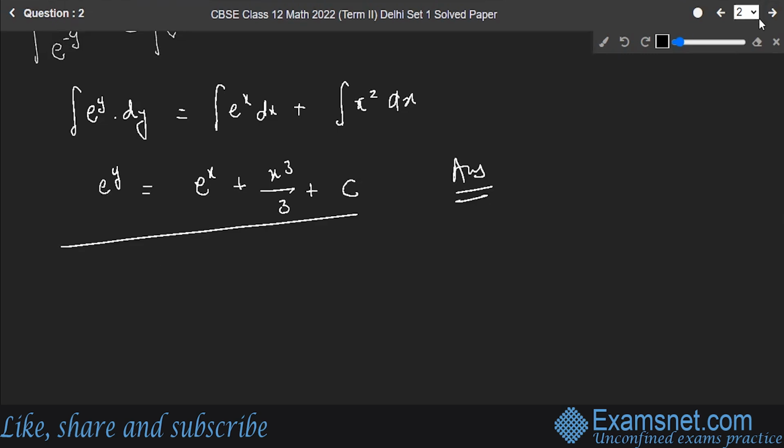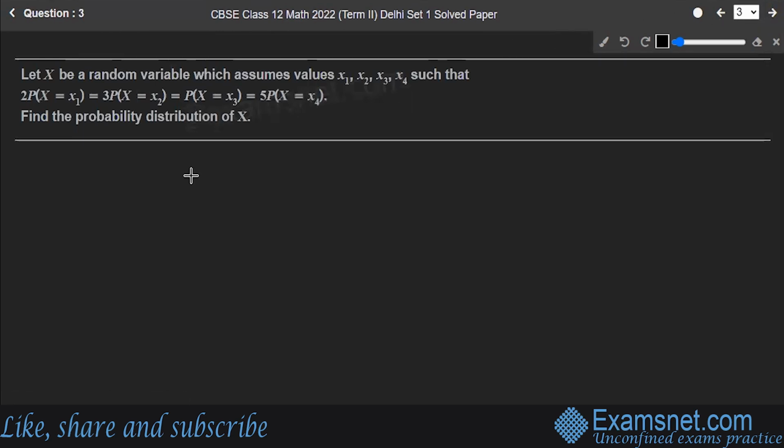Hope you understood that. Next is question number 3. It says let X be the random variable which assumes the values x1, x2, x3, and x4 such that 2 times the probability X equals x1 is equal to 3 times the probability X equals x2, which is equal to the probability X equals x3, which is equal to 5 times the probability X equals x4. Now you have to find the probability distribution for X in this question.